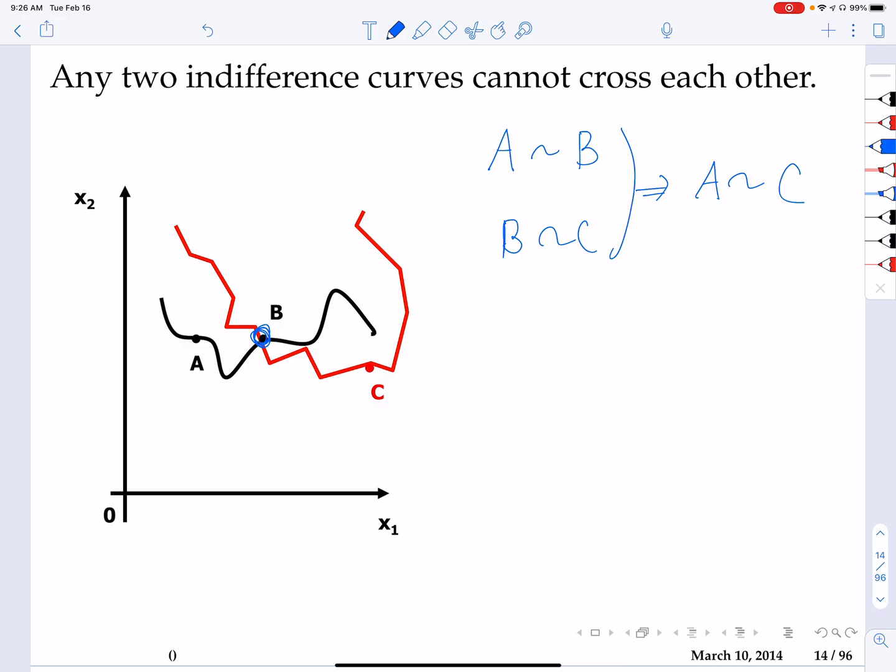Because we started with two different indifference curves, but what you arrive at is that these two indifference curves give you the same happiness. That means they are not two separate indifference curves, they are the same indifference curve. So we proved that two indifference curves cannot cross each other.